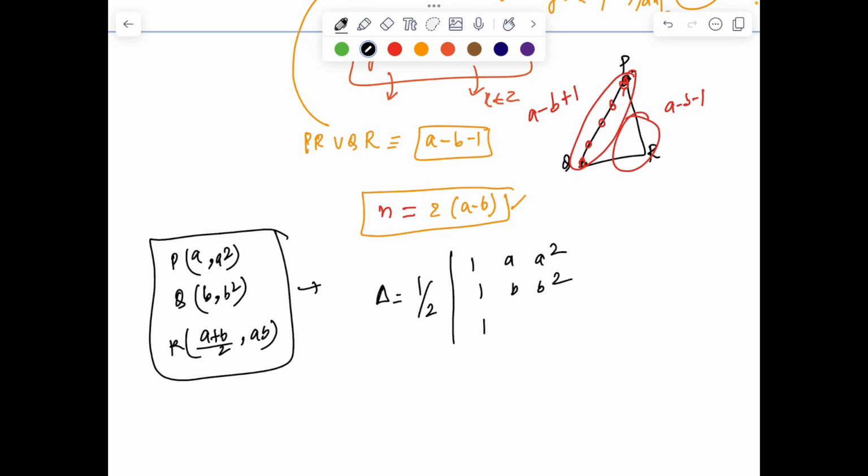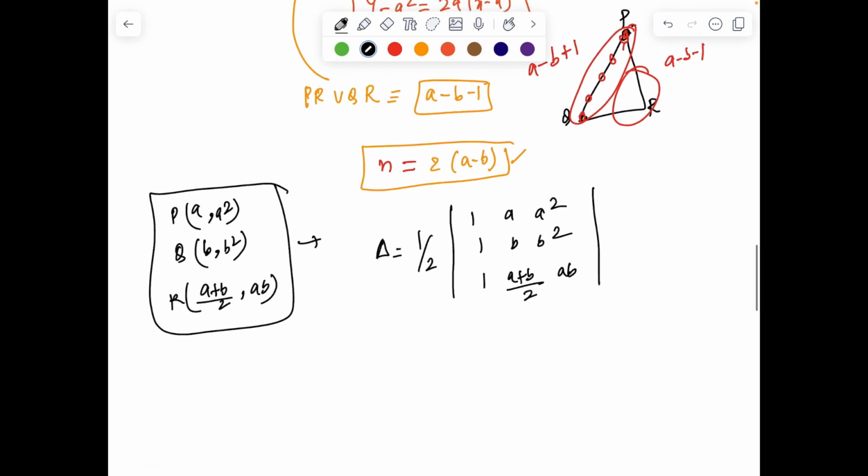So we have 1, (a plus b) by 2 and ab, with rows 1 x1 y1, 1 x2 y2, 1 x3 y3. Now you can subtract these rows and evaluate the determinant. That part I'm not going to do. By evaluating the determinant, the area of the triangle comes out to be (b minus a) whole cube by 4.